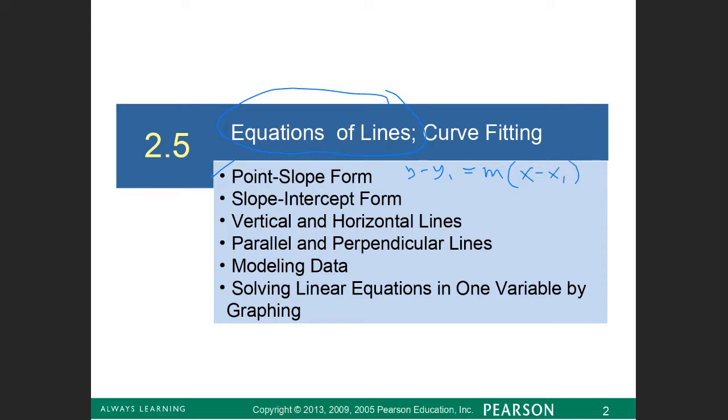So you're given one point, and the point that we're looking at is this one here, and given the slope. Remember, m is our slope. Again, m is our slope. And that's the rise over run.